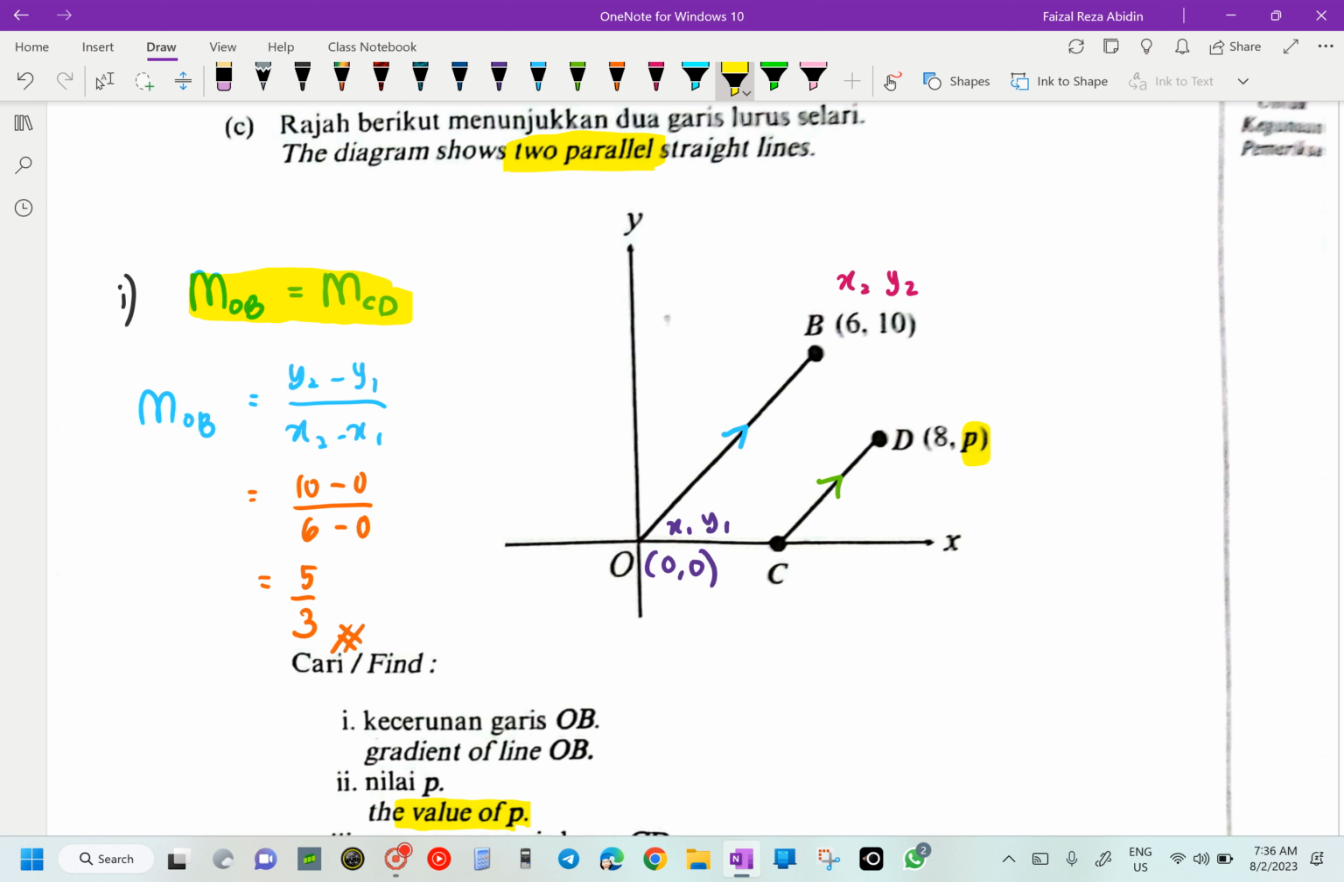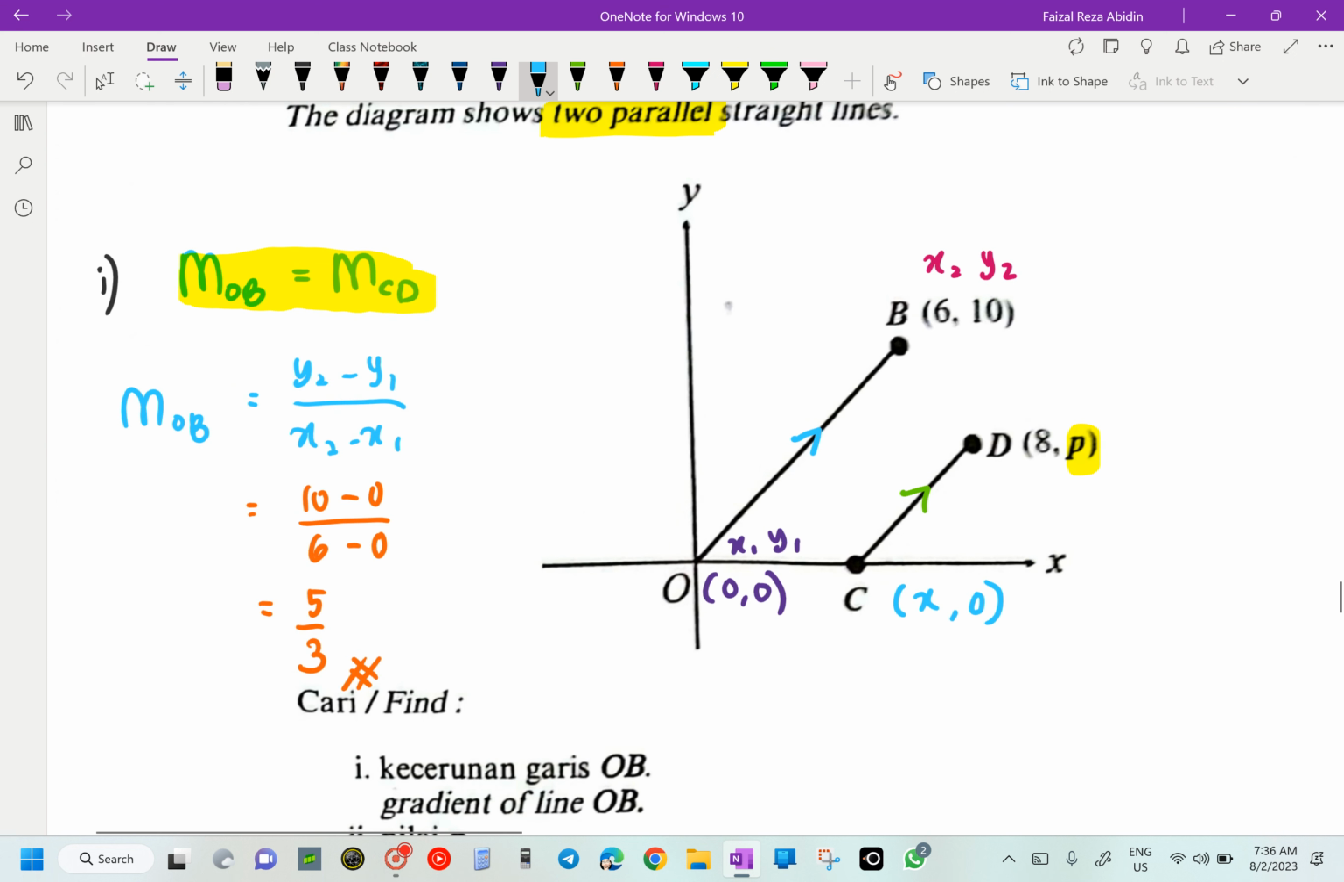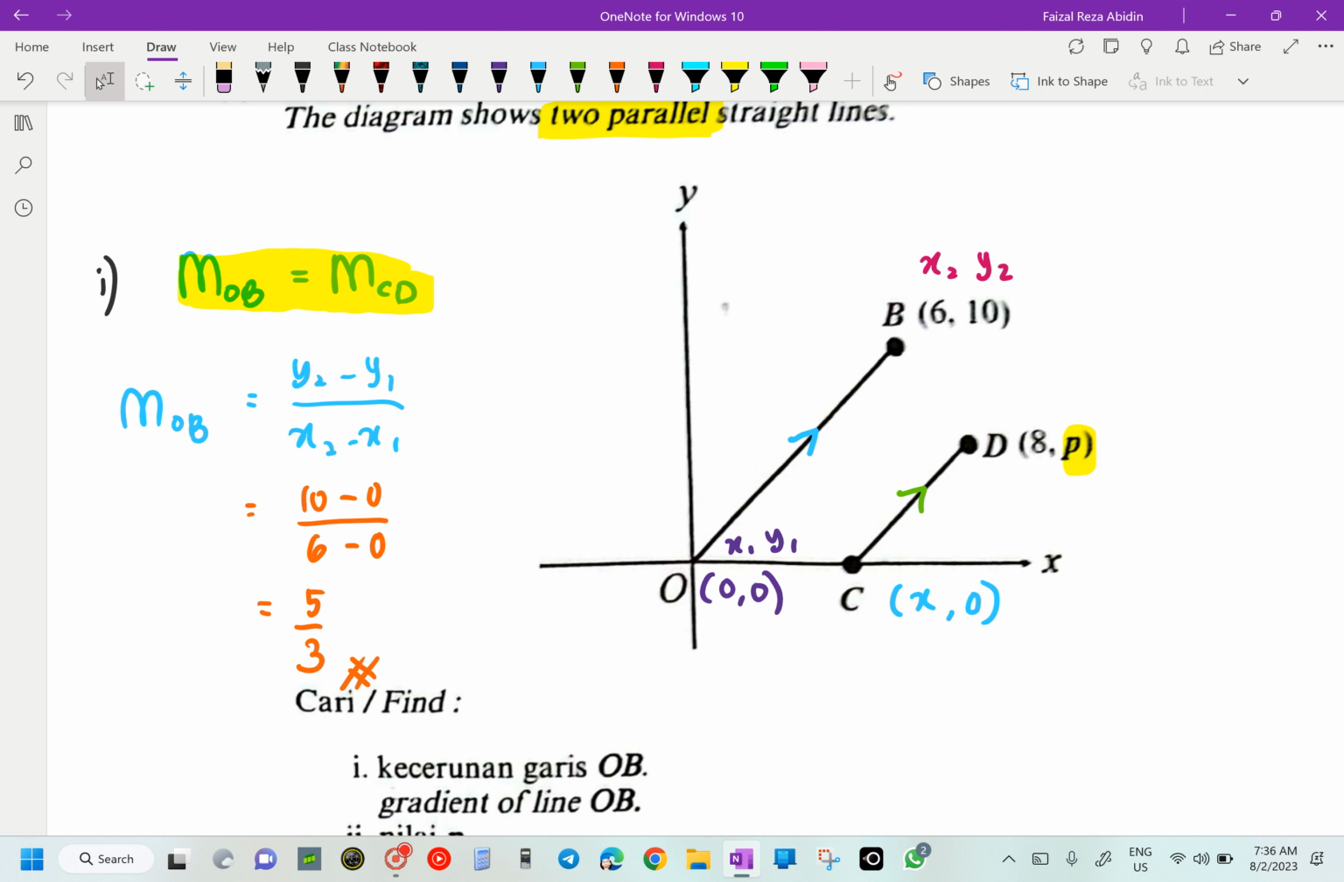Now, our C here, if I want to make our coordinate, what should I get over here? X and also 0. Am I right? Why? Because it lies on our x-axis. Am I right? Okay. So we know already that if we are going to find our gradient, we are using the formula of y2 minus y1 over x2 minus x1.